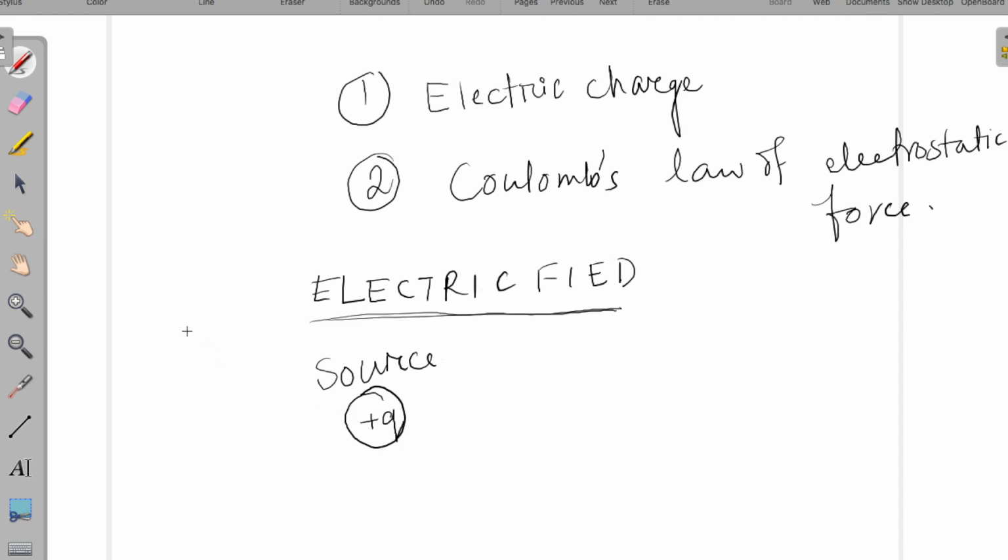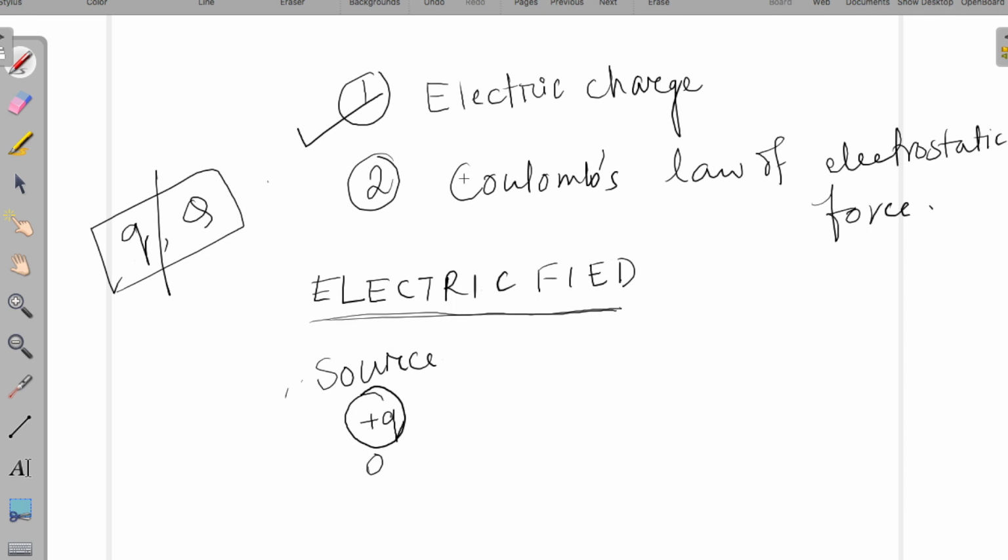As we already discussed in the first lecture of electric charge, the electric charge is represented by a letter Q, small q or capital Q. So the source charge is plus Q, which is placed at point O. It is assumed that the charge Q produces an electric field, meaning an electrical environment in the surrounding space.